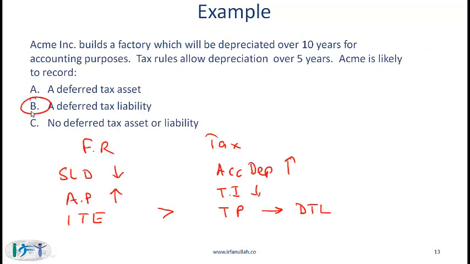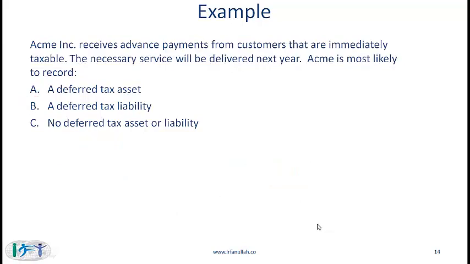The correct answer is B, and here is the quick explanation. On the financial reporting side, we are using straight line depreciation versus on the tax side, we are using accelerated depreciation. Obviously, with accelerated depreciation, the expense is more, which means the taxable income is less. This means that income tax expense is going to be higher than tax payable, which means that we have a deferred tax liability. Now try this question.